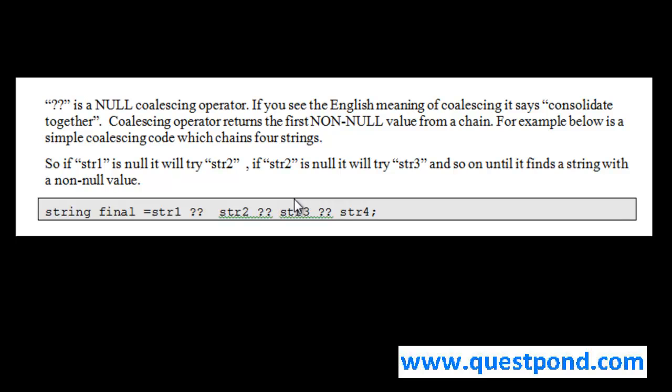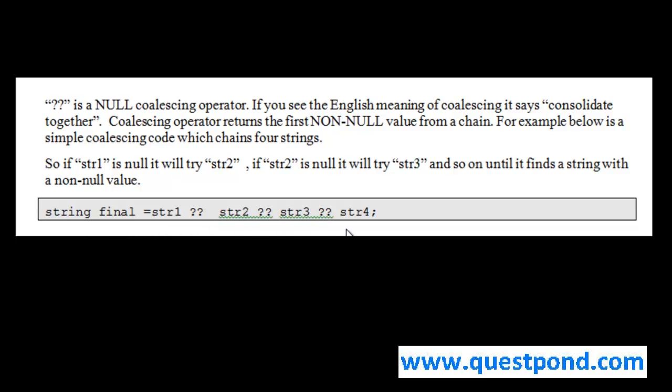To implement the coalescing operator, we need to use the double question mark sign. This double question mark sign indicates a null coalescing operator. If you look at the English meaning of coalescing, it says unite together, consolidate together. So when you write this coalescing chain, for example, here you can see the code string final is equal to str1 double question mark str2 double question mark. So this actually becomes a chain.